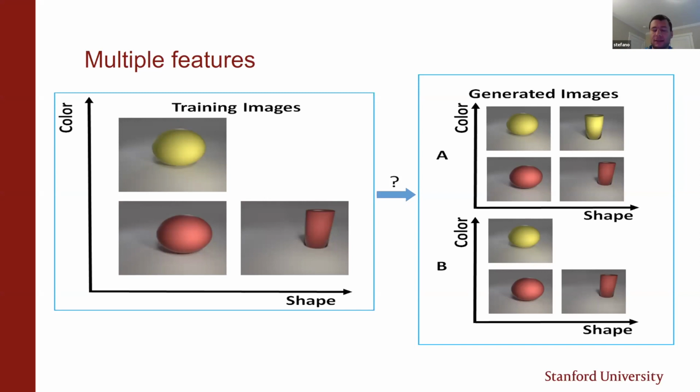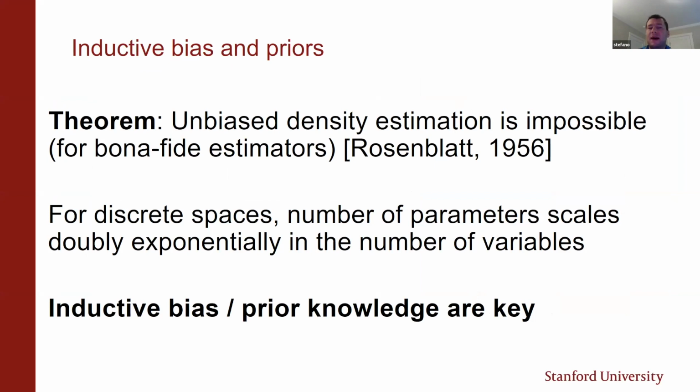And so, you know, we know that in the continuous space, unbiased density estimation, bona fide estimators, is impossible. In discrete space, the number of parameters that you would need is doubly exponential in the number of variables. So it's all about the inductive biases that we've baked into these models. And unfortunately, they are not very explicit at the moment. If I just show you an architecture and I ask you what is the answer to these questions, I wouldn't know how to answer except by doing the experiment. It's all very opaque. It's all combined and entangled in a complicated way.